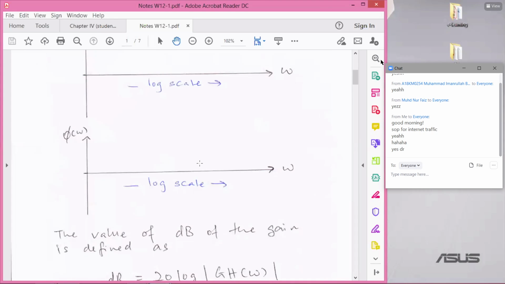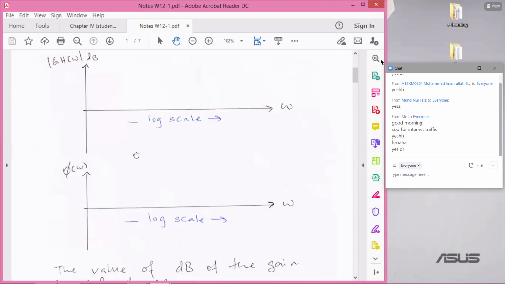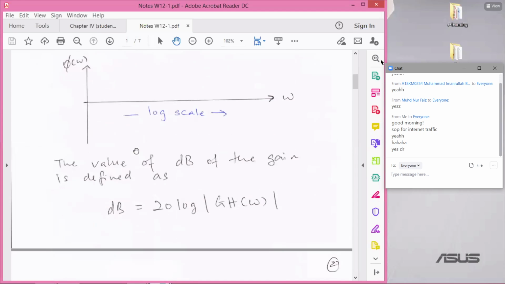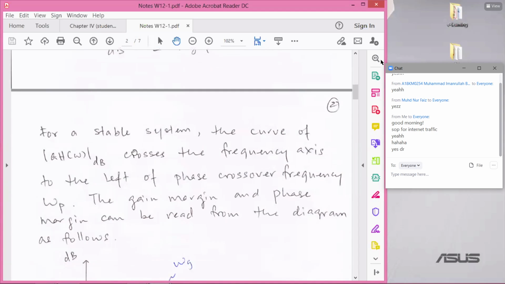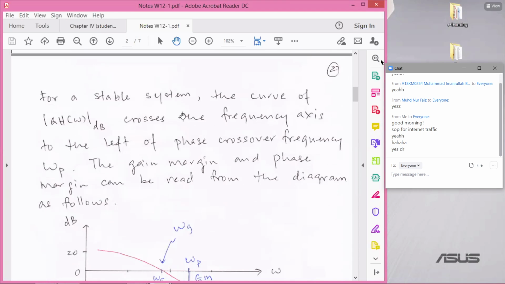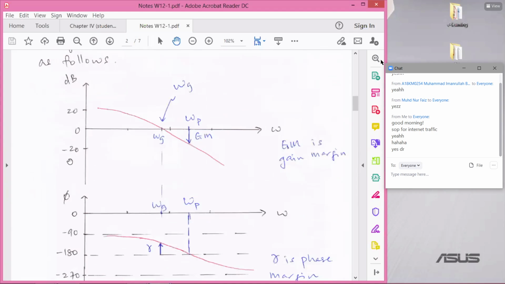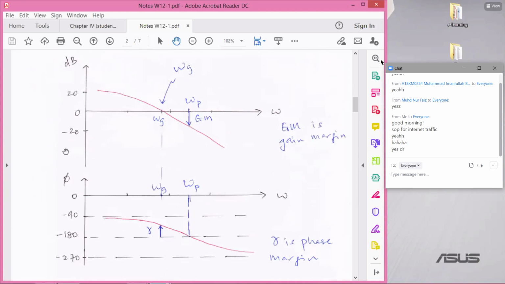So once you have drawn the Bode diagram, how do we interpret whether the system is stable or not? How do we get the gain and phase margin from a stable system? Okay, so for a stable system, the curve of the decibel crosses the frequency axis, the horizontal axis, to the left of the phase crossover frequency. So look here. This is your Bode diagram. Once you draw it, you're going to have this curve. This red line is the curve that you're going to get.